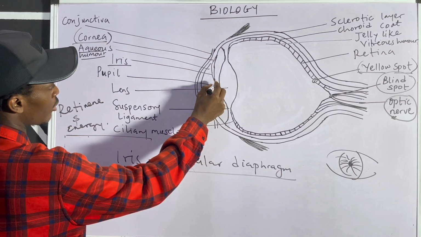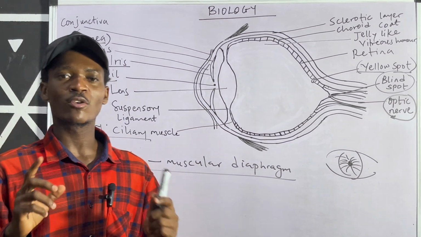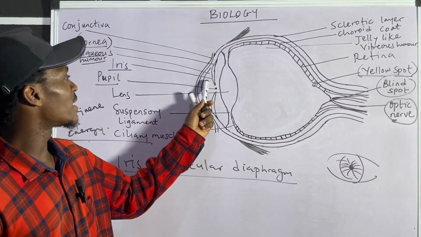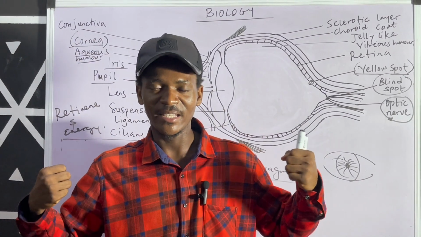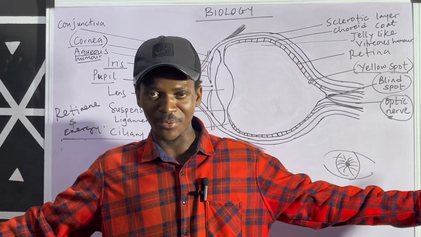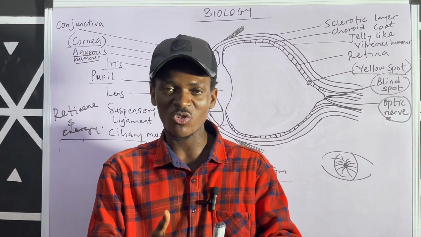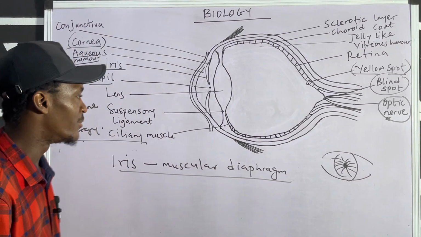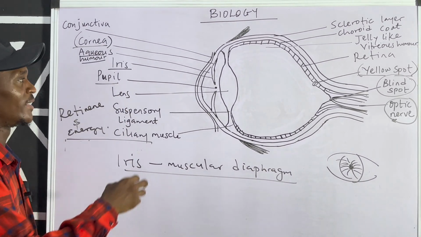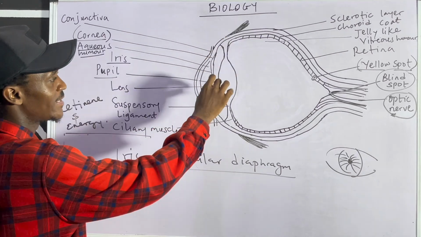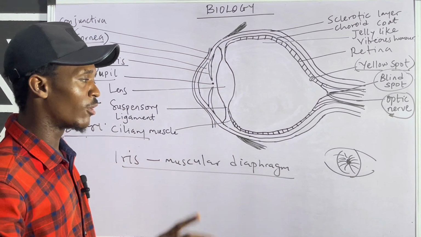This space now is called what? The pupil. So what regulates the size of the pupil is actually what? The iris. So when the iris contracts, it results in the dilation of the pupil. When the iris relaxes, it results in the contraction of the pupil. All right, so don't forget that these two are working together. If this contracts, it creates more space here, and then it brings about the dilation of the pupil.